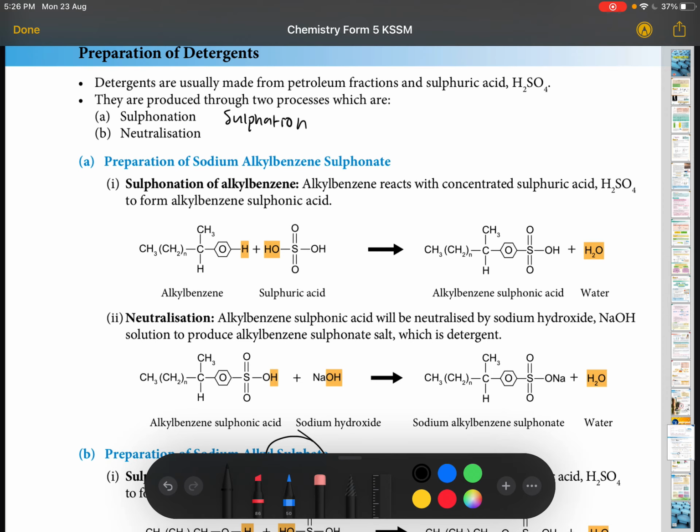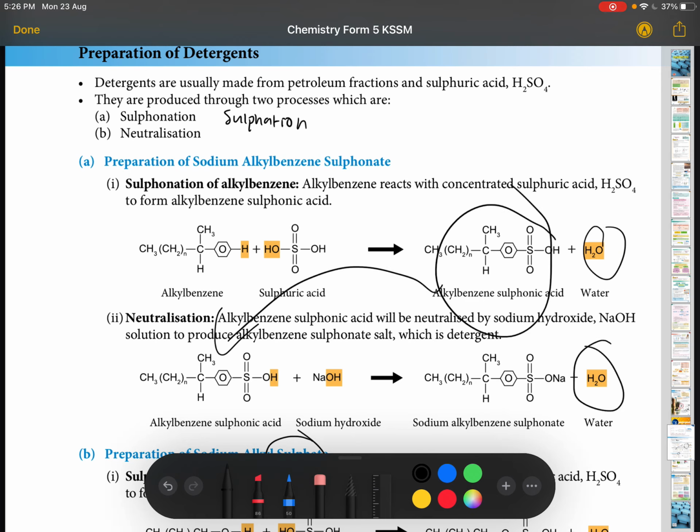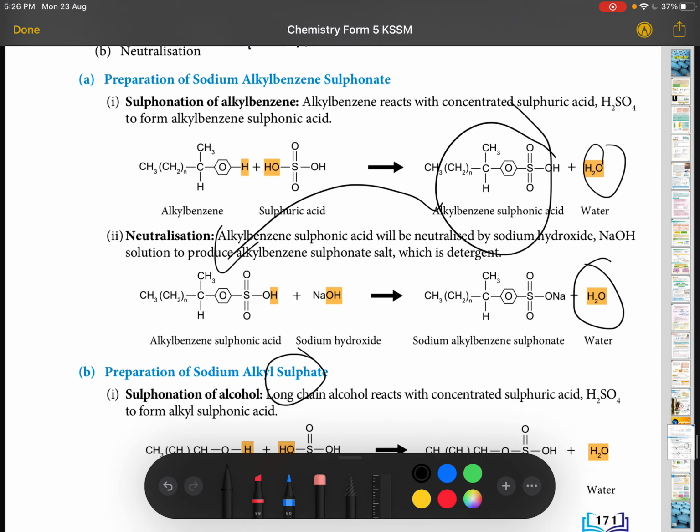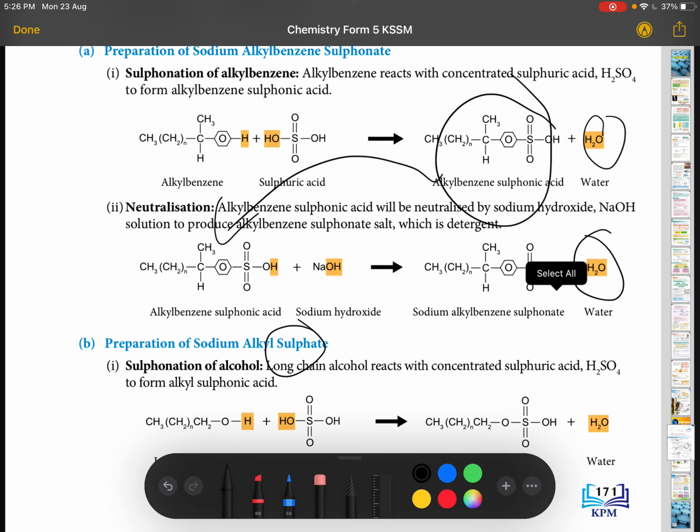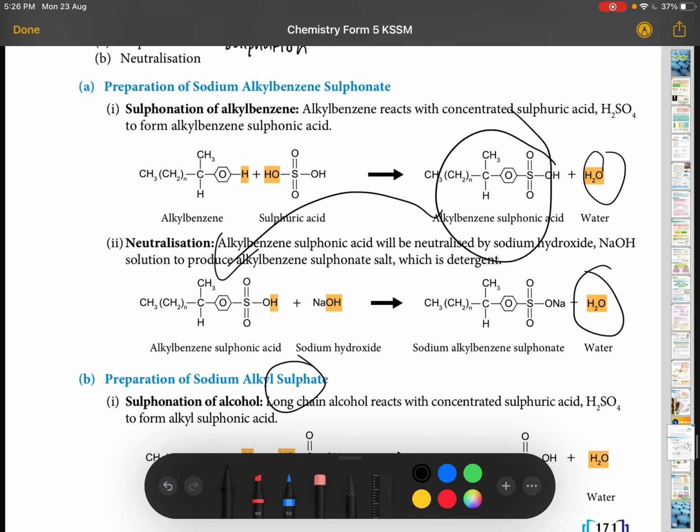Okay. For sulfonation, you react the alkyl benzene with sulfuric acid, and you will get water as your byproduct. And then after that, you neutralize this sulfonic acid here, and then you'll get another water, and then you also get your detergent. So the overall reaction has two water molecules. So take note of that.